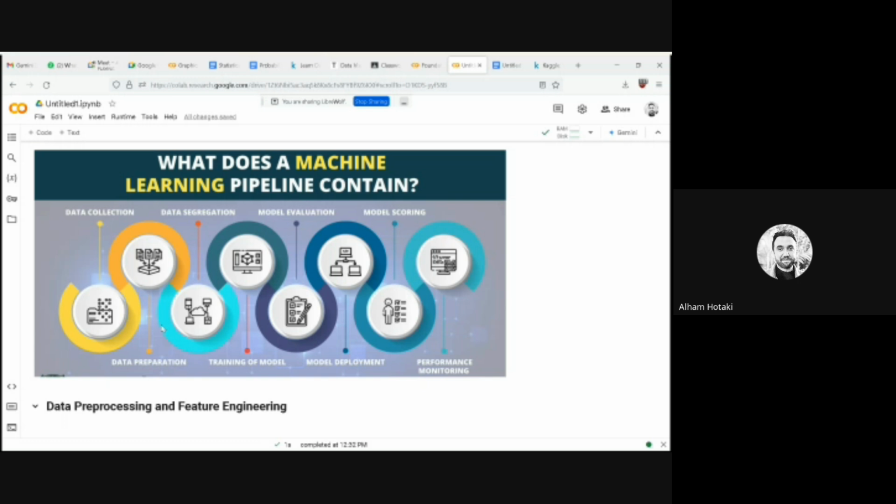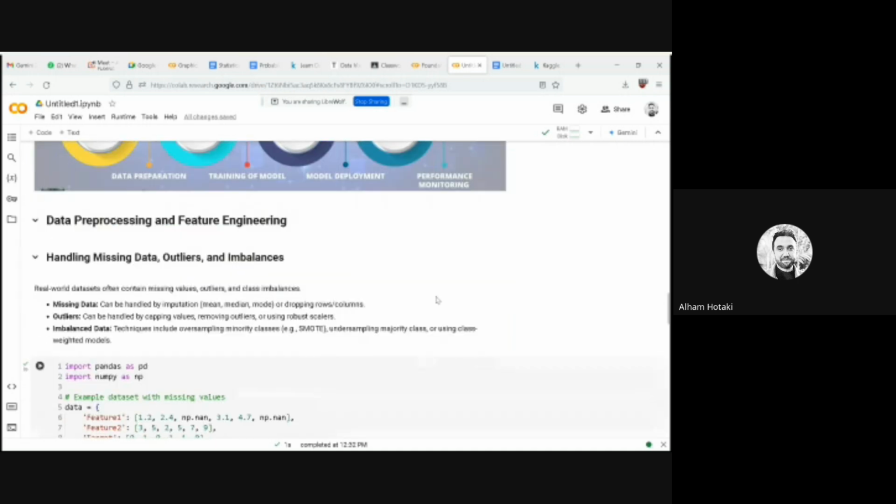Then data segregation, as I mentioned to you, the training split. You have to do the splitting of the data into training and tests, then training of the model, then model evaluation, and then after the model evaluation, model deployment, model scoring, and then performance monitoring. So when the model is scored and deployed, then you have to do some model monitoring as well. So this is called the machine learning pipeline. You have to understand the whole process and be expert in all these processes.